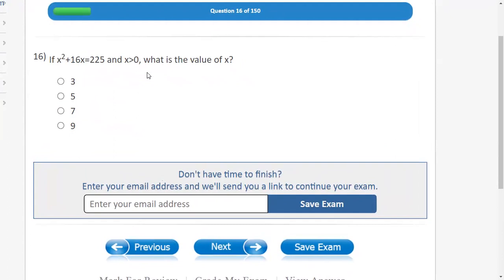This one says: if x squared plus 16x is equal to 425, and x is greater than 0, what's the value of x? X must be greater than 0, so neglect the negative value if you are getting any. It's a quadratic one. Plugging in is the way to solve this.